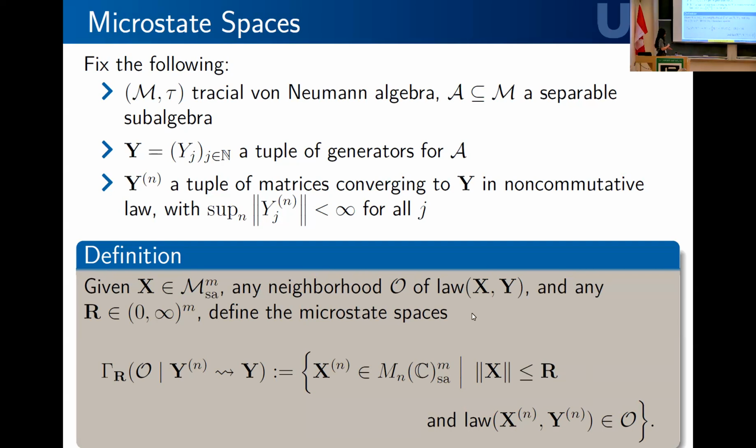The symbols that we'll be working with a bunch are these microstate spaces, which were already introduced in some part by Dan Wojciechowski this morning. I have a slightly different definition, but I'm just saying for any neighborhood of the law, I can define the following microstate spaces. It's just the n by n matrices that have operator norm bounded by R and then somehow converge to the law of XY.